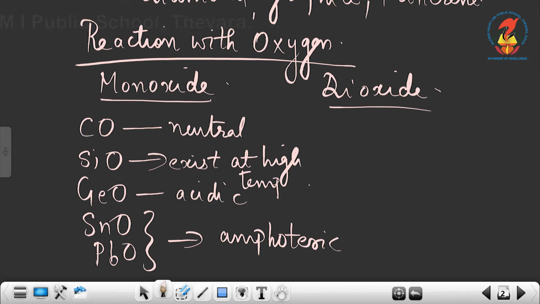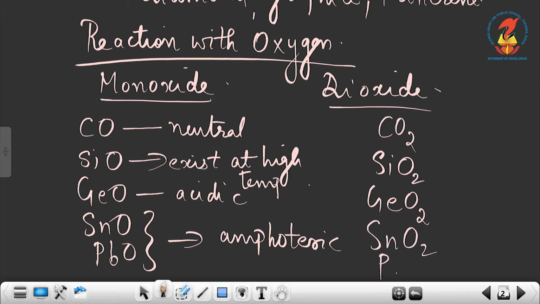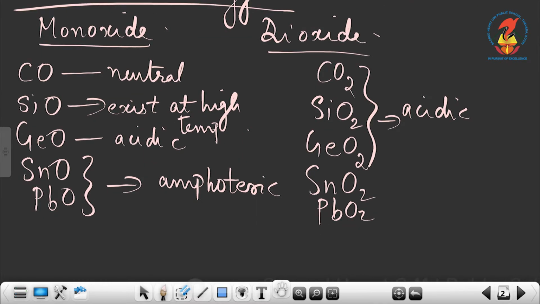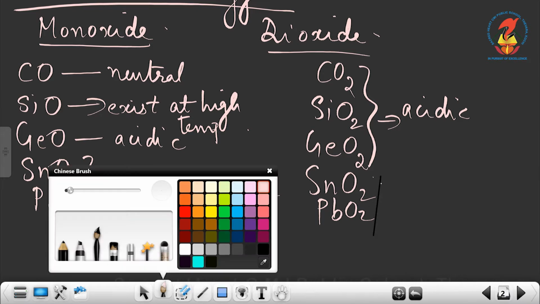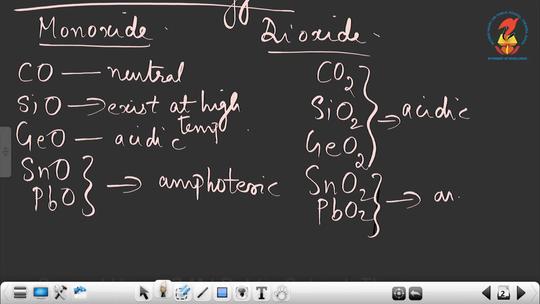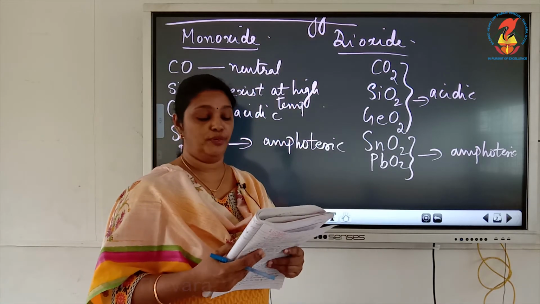Now, let us see the dioxides of group 14 elements. The dioxides are carbon dioxide, silicon dioxide, germanium dioxide, tin dioxide and PbO2, out of which carbon, silicon and germanium dioxides are acidic in nature, and tin dioxide and lead dioxide, these two are amphoteric in nature. So, this is about the oxides of group 14 elements.